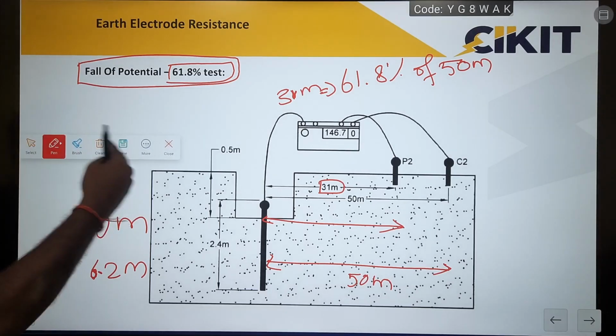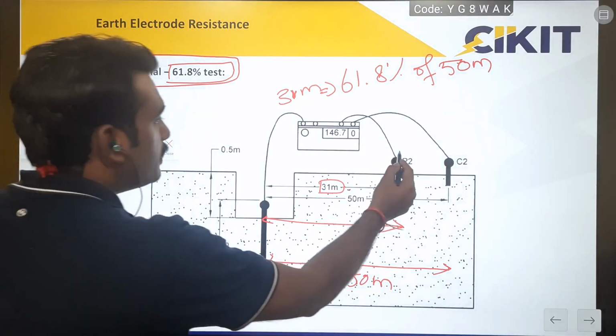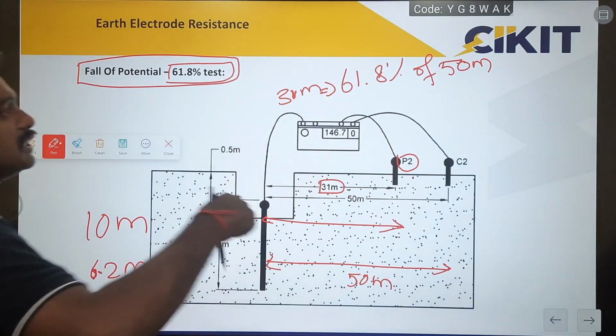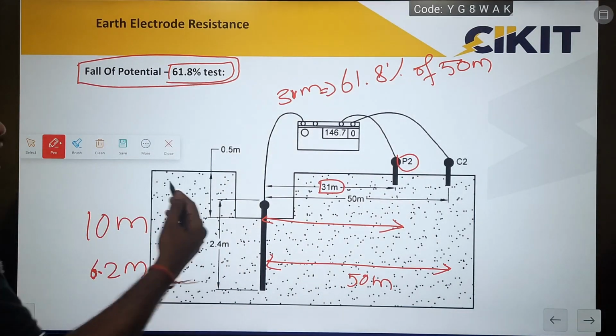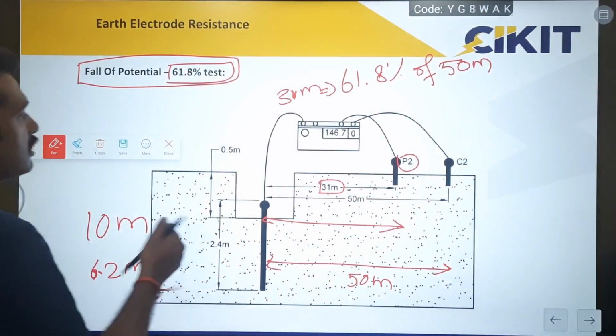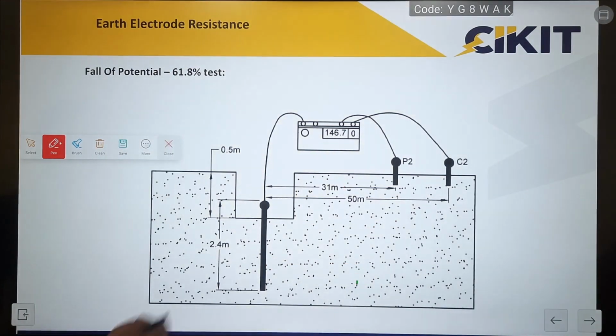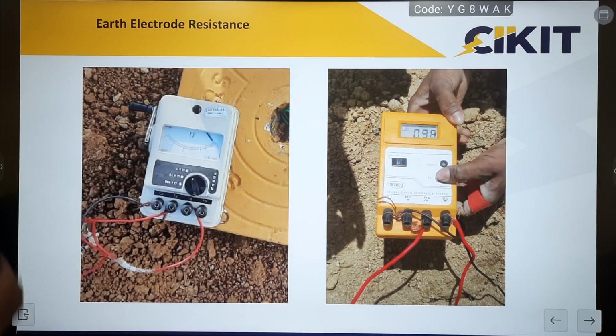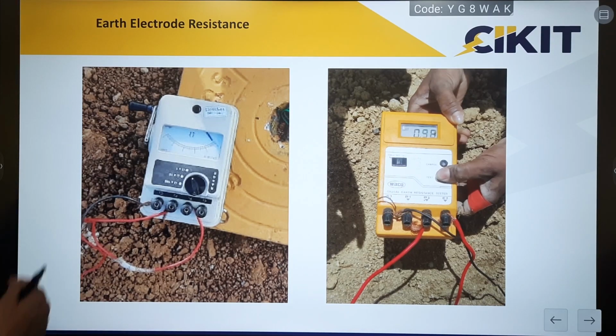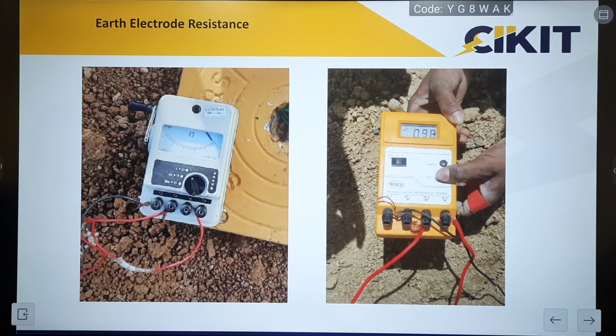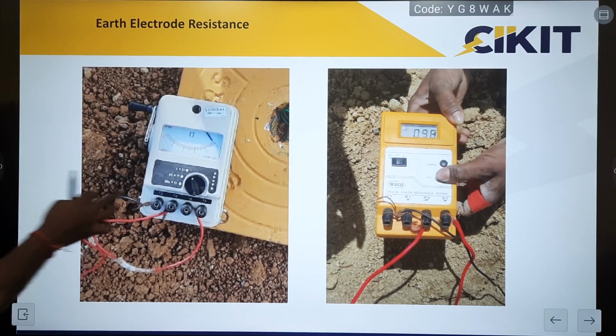So the potential spike will be placed at a distance of 61.8% of the distance of the current spike from the earth electrode. This is commonly used for measuring the earth electrode resistance. There are two types of meters available: one is an analog meter, another one is a digital meter. In an analog meter, we have to rotate the handle to inject the current, and based upon the current injected and the potential drop, it will show the resistance value in ohms.